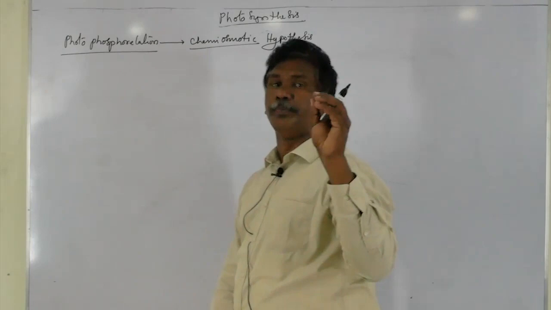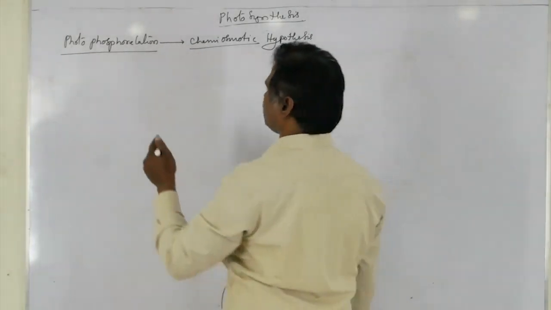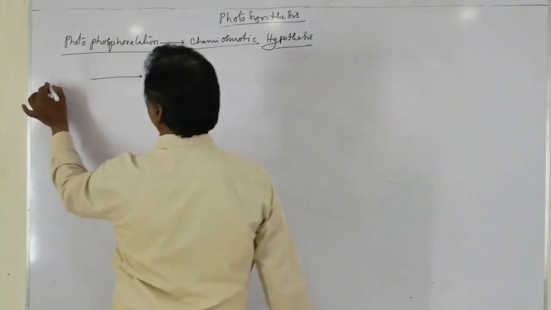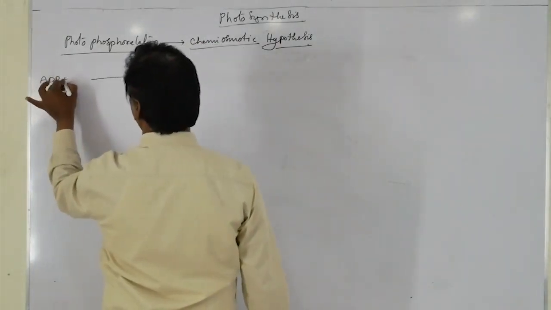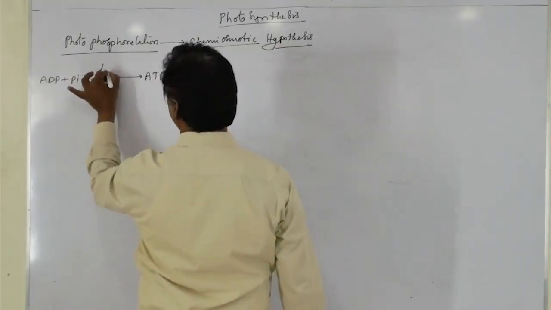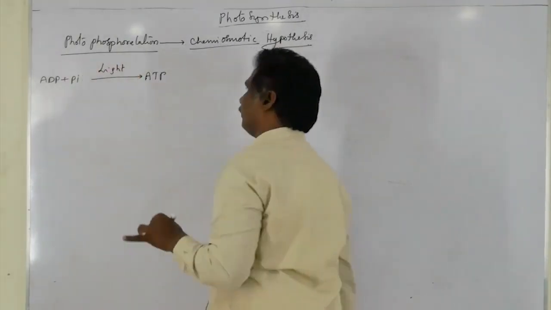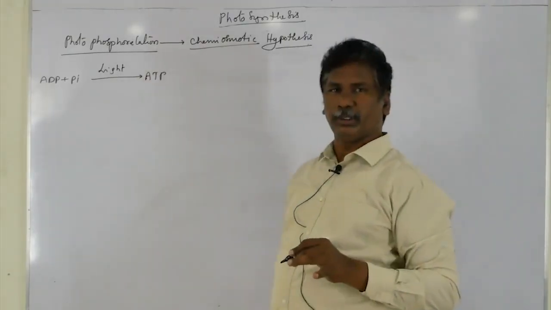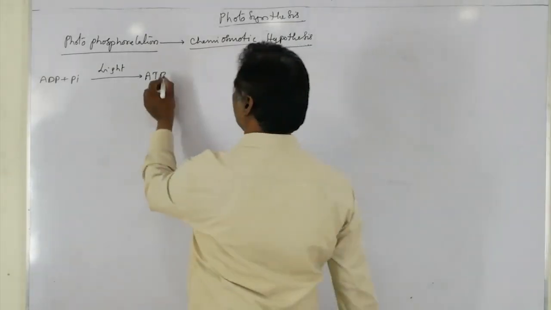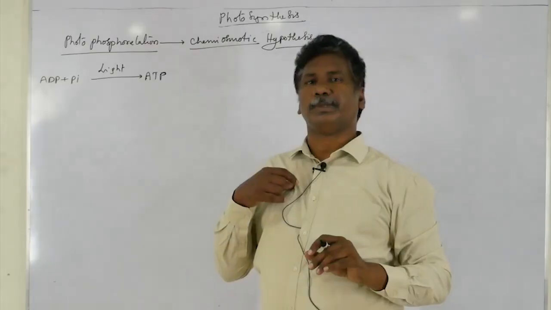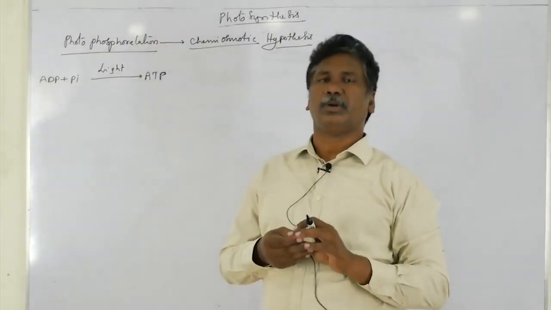First of all, you should know the meaning of photophosphorylation. Very simple: formation of ATP from ADP and inorganic phosphate in the presence of light is simply called photophosphorylation. Photophosphorylation takes place within the chloroplast.